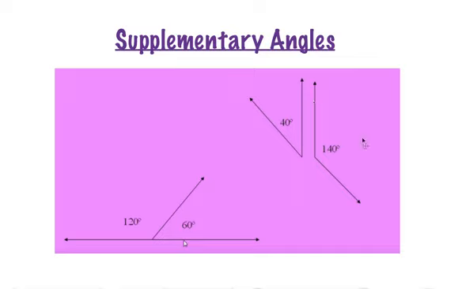This figure here on the right, we have two angles again. We have a 140-degree angle and we have a 40-degree angle. You could see if you would put them together, they would have this straight line running across the bottom again. And we know that 140 plus 40 is 180. These two angles are also supplementary to each other.